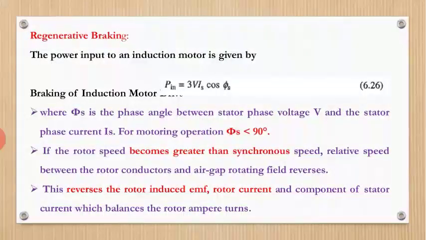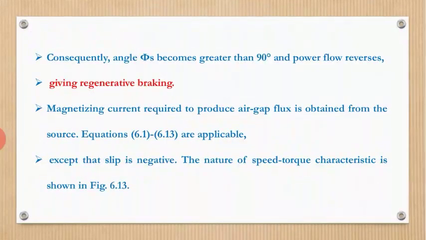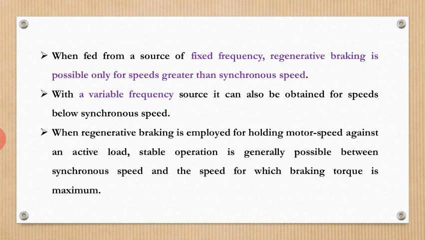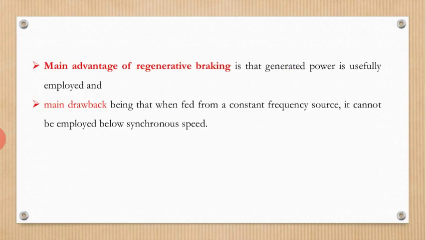When this phase angle phi s becomes greater than 90 degrees, the power flow is reversed, giving the regenerative braking. Further, when it is fed from a fixed frequency, regenerative braking is possible only for speed greater than synchronous speed, and with a variable frequency source, it can also be obtained for speed below synchronous speed. The advantage is that the generated power we can usefully employ.